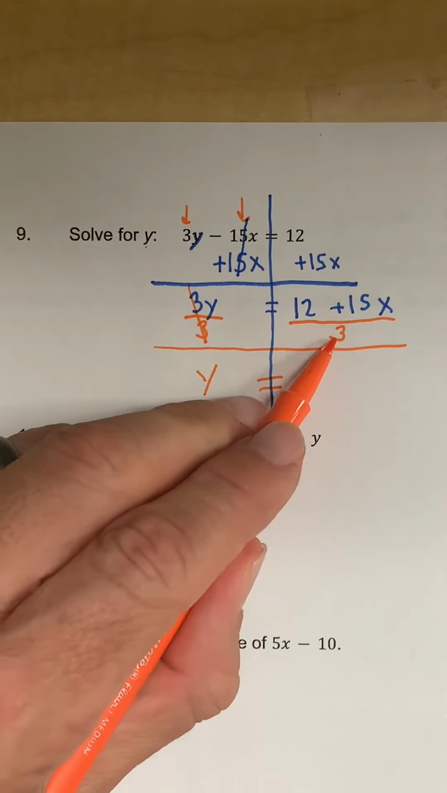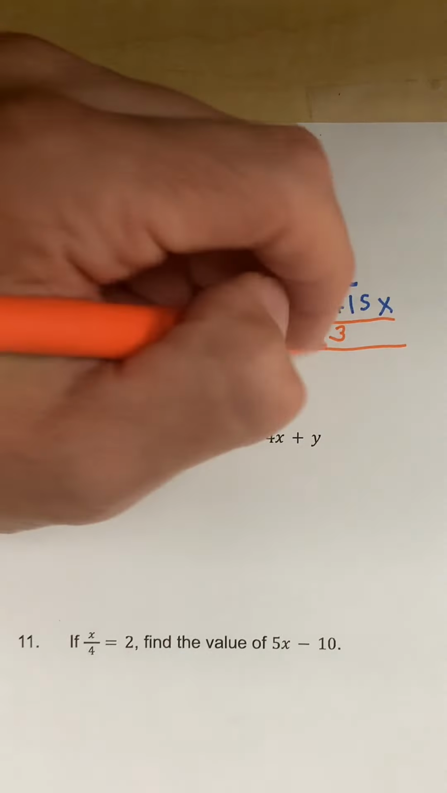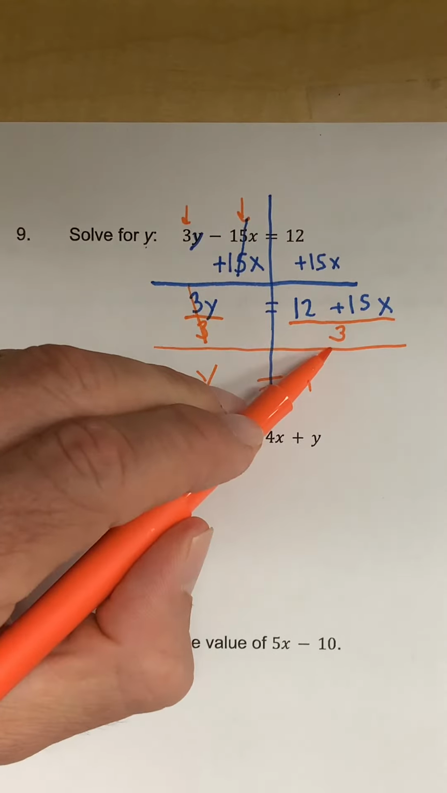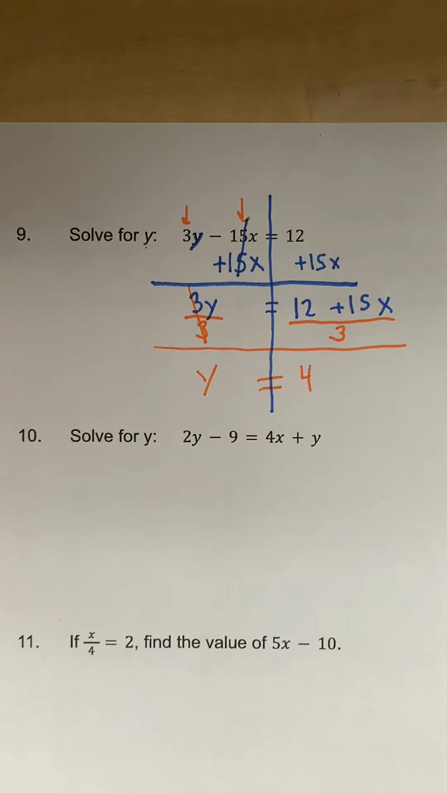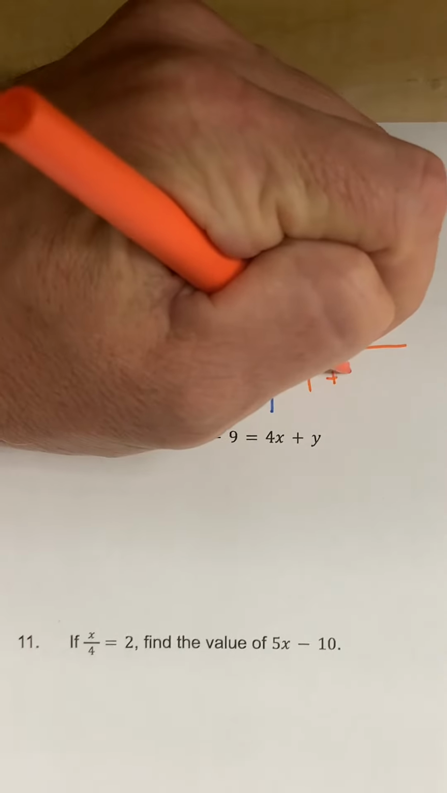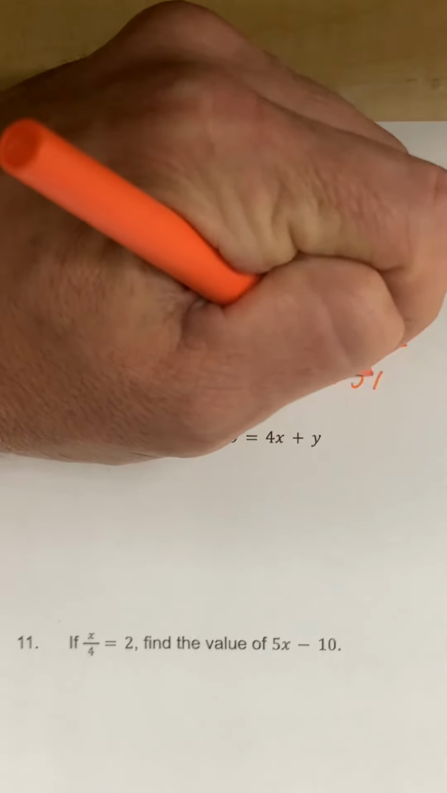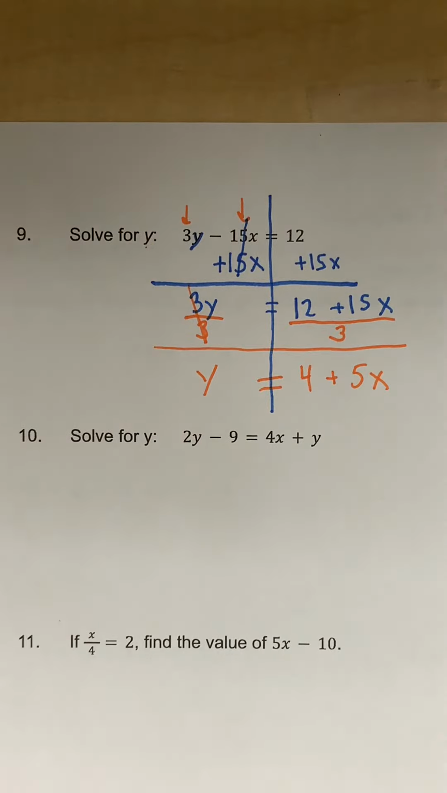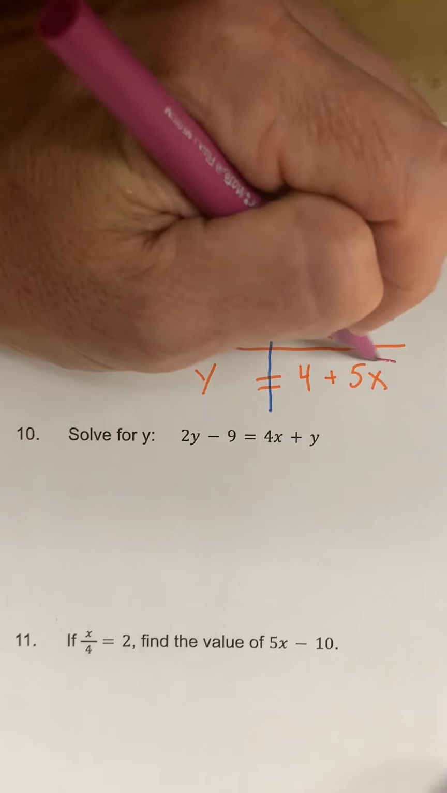So 12 divided by 3 is 4, so that 12 will turn into a 4. And 15 divided by 3 is 5, so that 15x will turn into a 5x. It said to solve for y. Y is completely alone over here, so we have done it. Oh yeah.